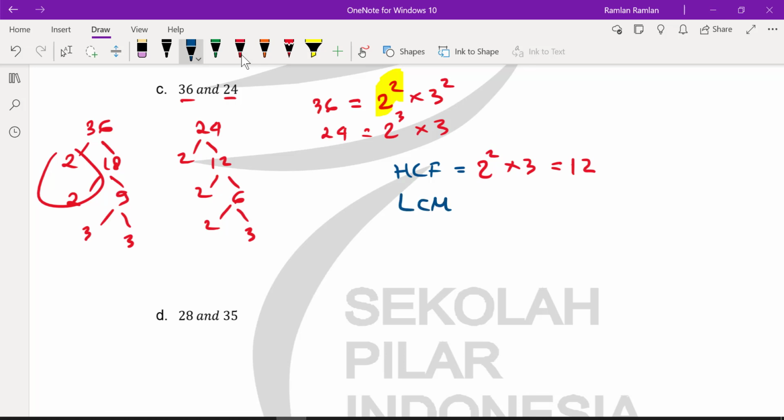And for the LCM, the other way around. So previously you were taking the lowest power. Now we're going to take the highest power. So from these two, the highest power is this one. So it's 2 to the power of 3. And then for this one, the highest power is this guy, 3 to the power of 2. Okay, so if you calculate it, this is 8, and this is 9, and that'll be just equal to 72.